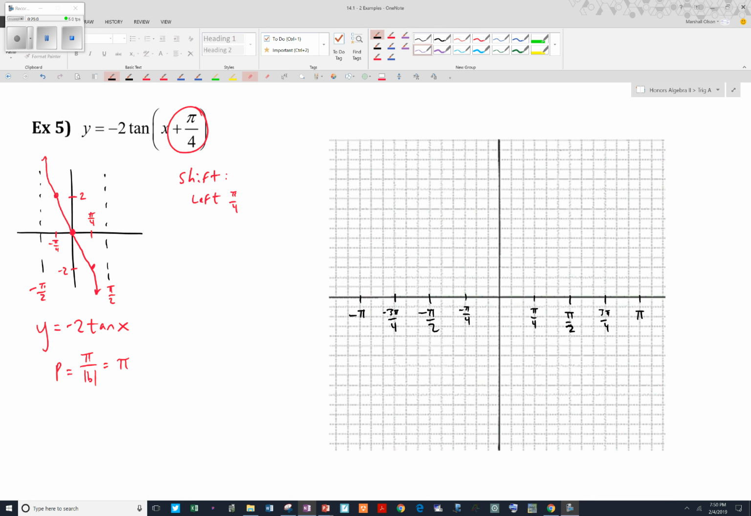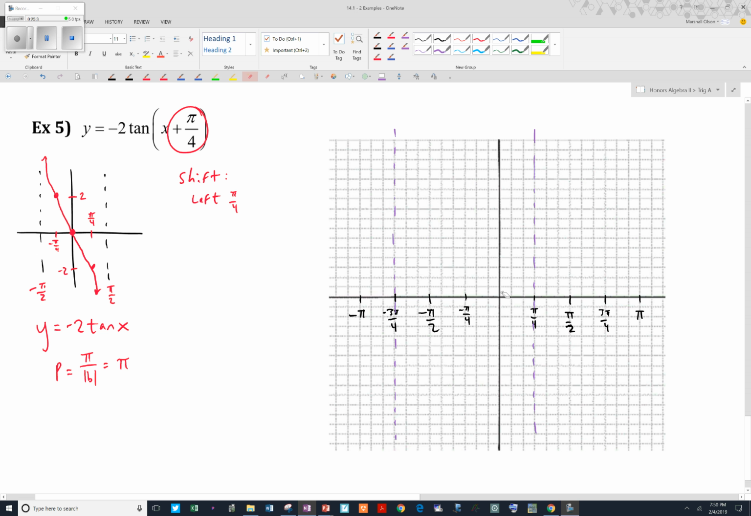Okay, so the way that we have it on our graph is we have asymptotes right here at the pi over 2 and the negative pi over 2, right? But we're going to shift everything left, including the asymptotes, pi over 4. So I need to take those and shift them left pi over 4 units, which is going to put them at negative 3 pi over 4 and at pi over 4. There's my asymptotes. And I'm only going to draw one cycle here.